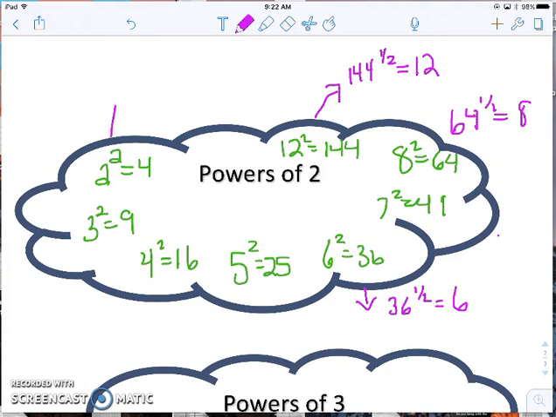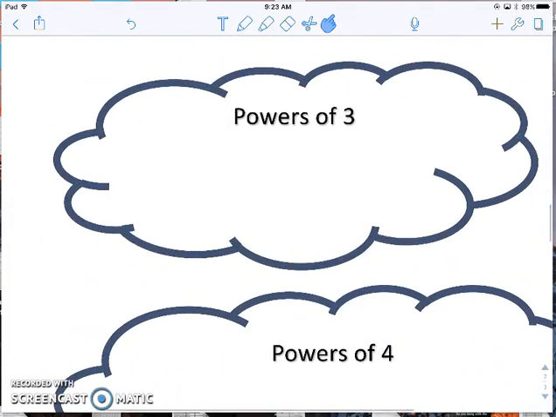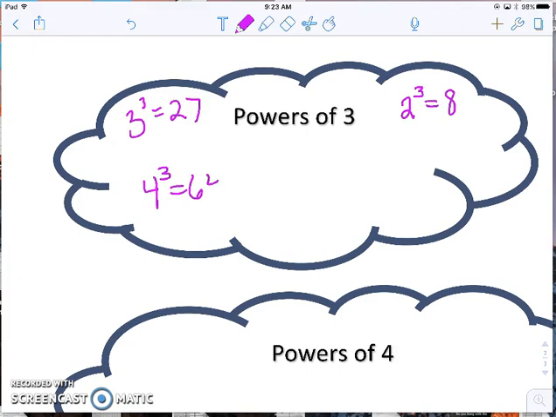So if I was saying 4 to the 1/2, we're thinking kind of the opposite of it. What power squared gives us 4? Well, that's 2. So there's certain powers of 3 you need to know, like 2 to the 3rd, 2 times 2 times 2 is 8, 3 to the 3rd is 27, 4 to the 3rd is 64. You should probably know 5 to the 3rd is 125.